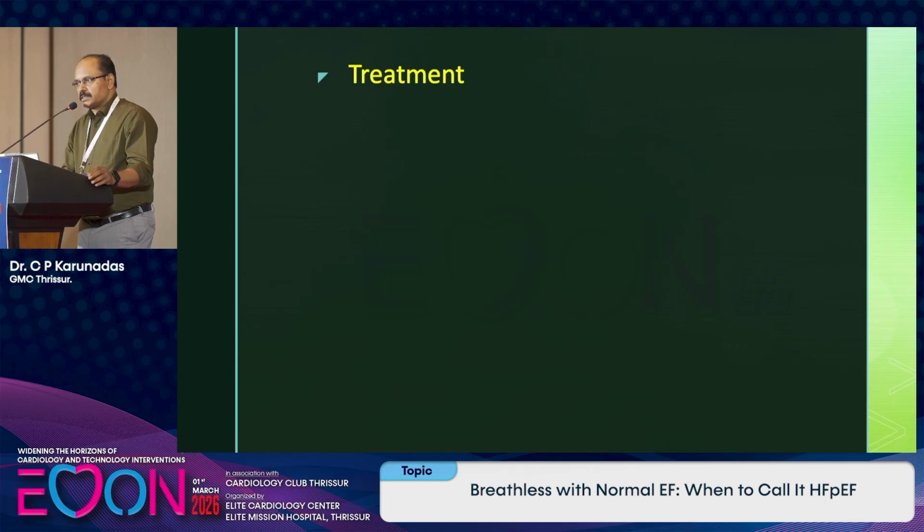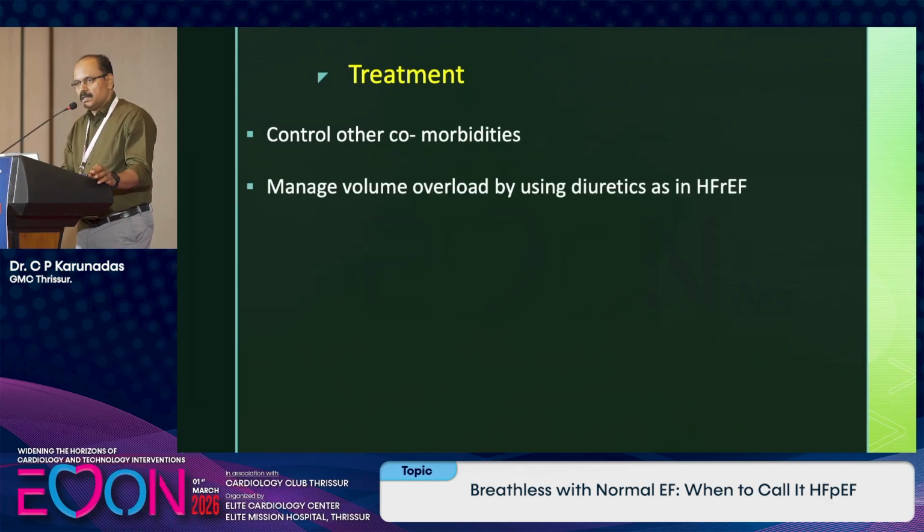What is the treatment? Previously people used to say there is no treatment for HFpEF. You cannot use the drugs that are used in heart failure with reduced ejection fraction. Here, only lifestyle modification. Well, that is very important. You have to control the obesity, control the hypertension, control the atrial fibrillation, so the other comorbidities. You can use diuretics to reduce the volume overload, as in reduced ejection fraction. Judiciously, if needed, you can give diuretics.